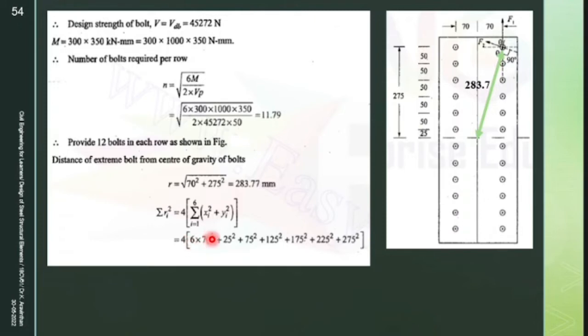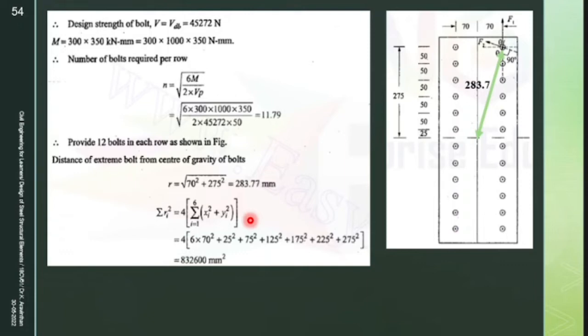So 6 into 70 square. Now, how many bolts are like this? How many quadrants do you have? 1, 2, 3, 4. Since you have 4 quadrants, you can multiply by 4. So, you have totally 24 bolts here. Now, what is your answer for summation of R square? The answer will be 832,600 mm square.